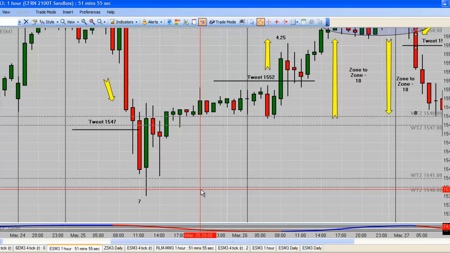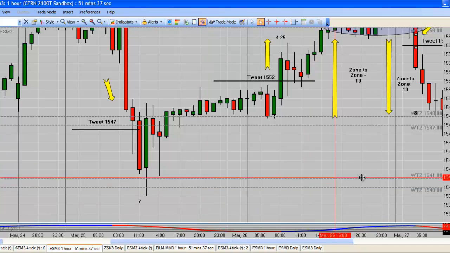The weekly trading zones go to partners every Monday morning before the market opens. And then they're cast in stone. They stay the same for the entire week. They don't change. Fixed support and resistance. Different from dynamic support and resistance, which we also offer through one of our proprietary indicators.